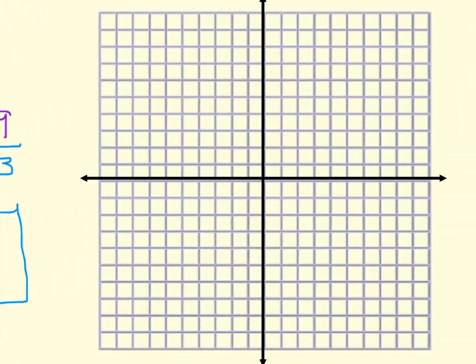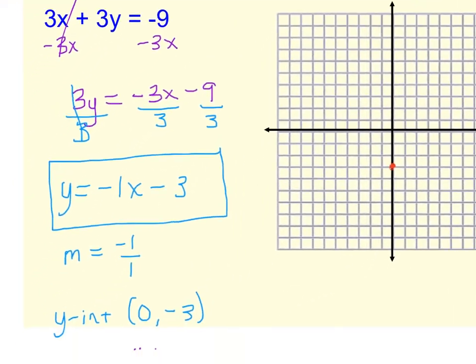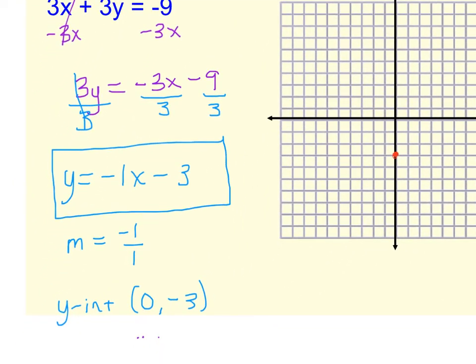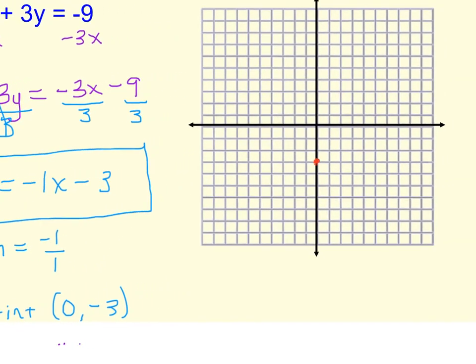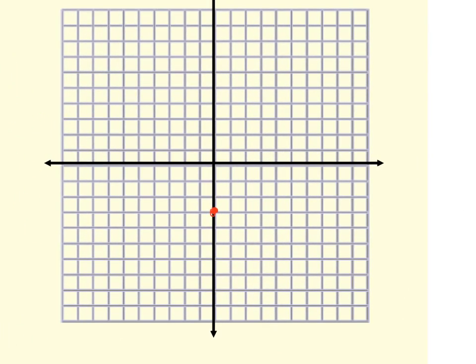So if we zoom in on our graph a little bit, we want to find 0, -3, which is on the y-axis, so we just go down 3, and there's our first point right there. From your y-intercept, now we can do our slope, -1/1. Because that's negative, this is going to be a downhill line. So from the y-intercept, we're going to go down 1 to the right 1, down 1 to the right 1, and we're going to fill in all those points.